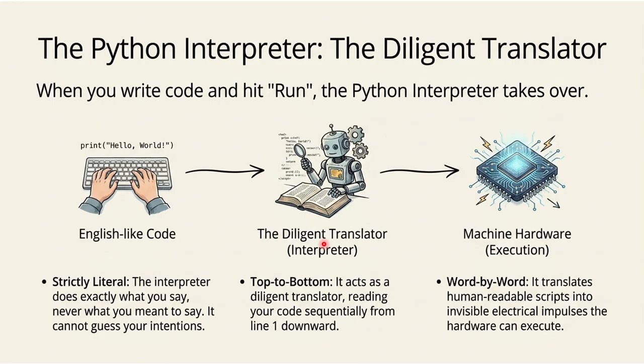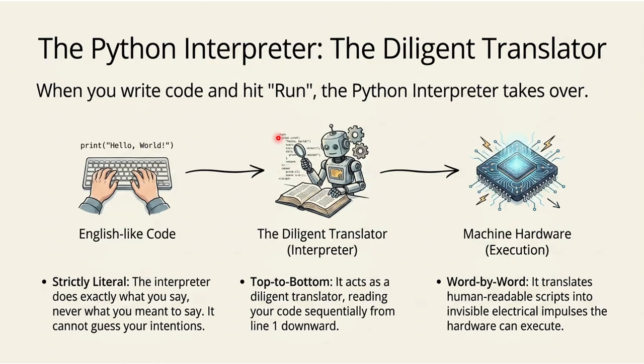So what does it mean? First it will go to line 1. It will read all the words in line 1. Then it will move to line 2, then line 3, like this. So here we have it word by word. It translates human readable scripts into invisible electric impulses the hardware can execute.